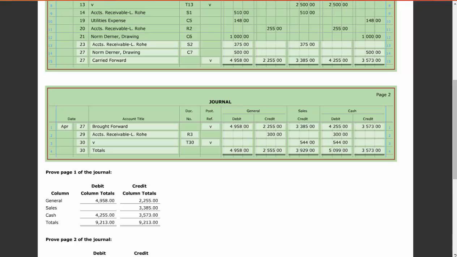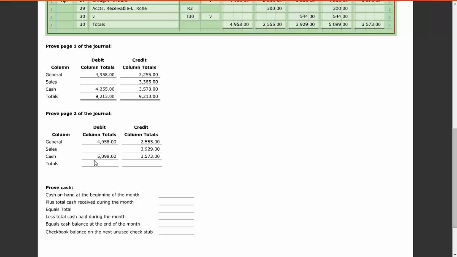So I was going through and I got page 2 of the journal. I have totals of 10,057. Libby, did you get that? Excellent.